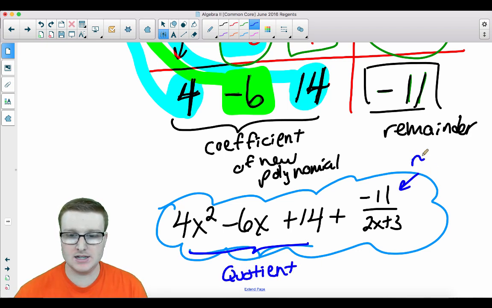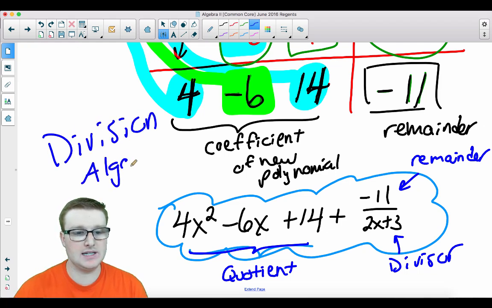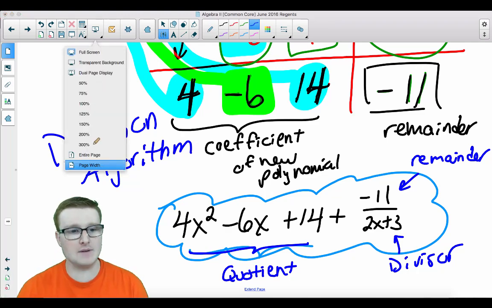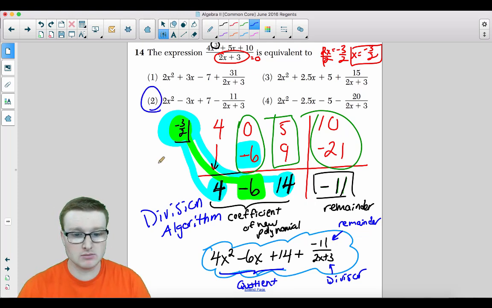And this is the remainder. And this is the divisor. This is called the division algorithm. And if you downloaded my Facts You Must Know codes for the Algebra 2 Regents off of my website, this is right on the first page, division algorithm. You need to know how to do it because it is obviously a Regents question. Why would I put it on there for your health? No. And your answer is choice 2.